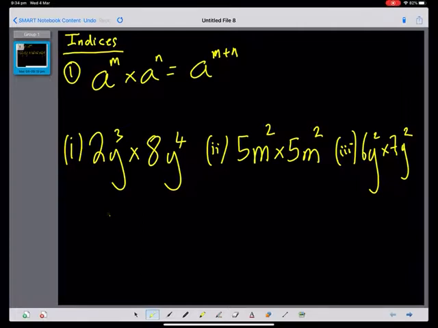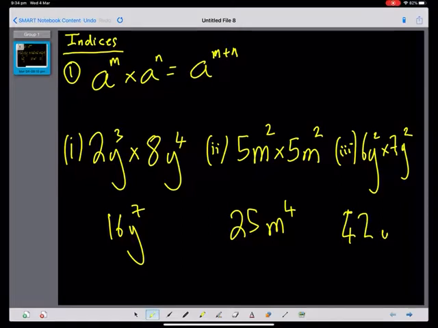2 times 8 is 16. We add the powers. 4, 5, 6, 7. 5 times 5 is 25. We add the powers to get 4. 6 7s are 42. We add the powers to get y to the 4.